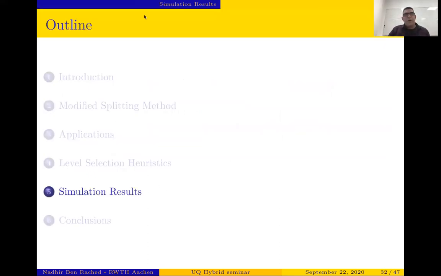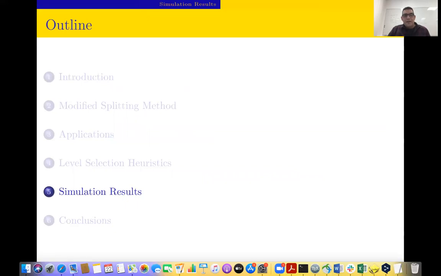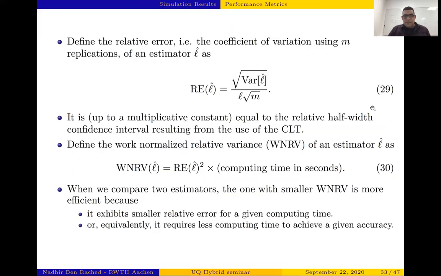Let's move now to the simulation results. So we define some metrics that will be used to compare the various estimators. The first metric is the relative error, which is the coefficient of variation using M replications of an estimator L hat. So this is equal to the standard deviation over the probability of interest times square root of the number of samples. This metric is up to a multiplicative constant equal to the relative half-width confidence interval resulting from the use of the central limit theorem.